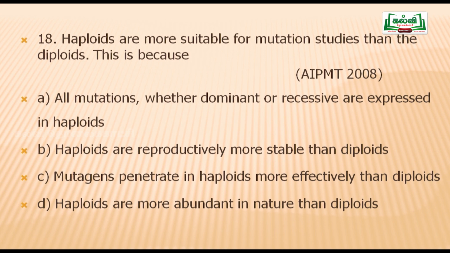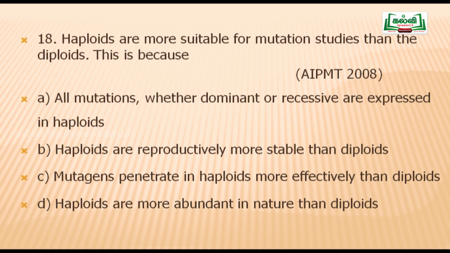Option B, haploids are reproductively more stable than diploids. Option C, haploid as well as diploids are stable. And option 3, mutagens penetrate in haploids more effectively than diploids. Mutagens, you know, are mutation causing substances. Option D, haploids are more abundant in nature than diploids.